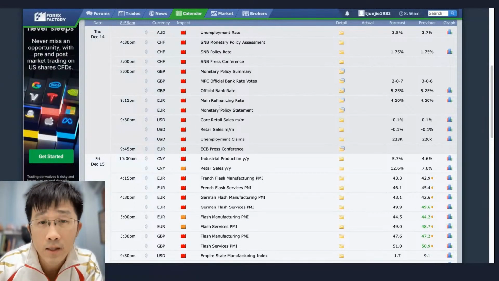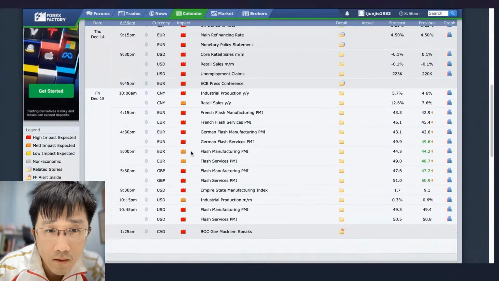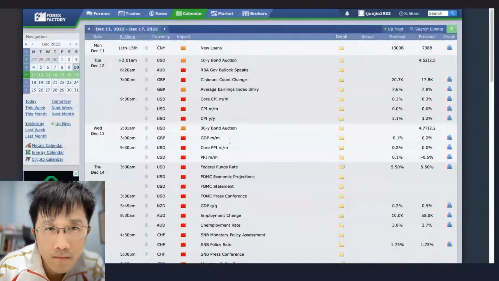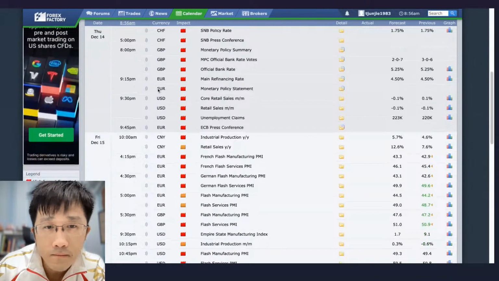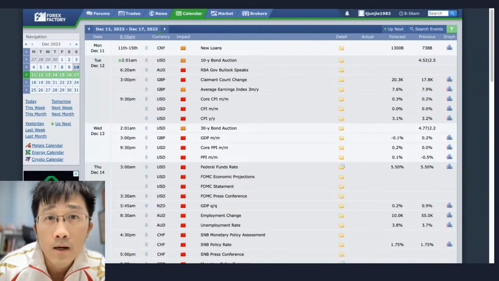Basically, the theme is interest rates for the major currencies. Then for Friday itself, it's just the PMI from the European side, and also from the US side. So it's a pretty exciting week next week if you're trading forex. You can capitalize on the move or the push by the news.